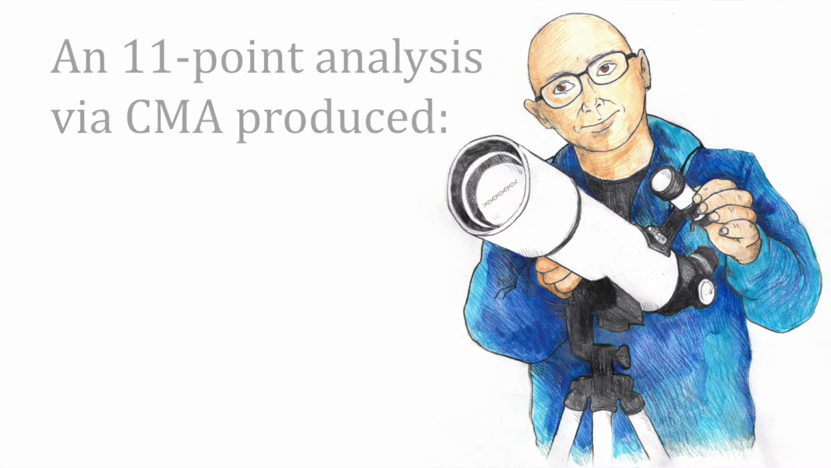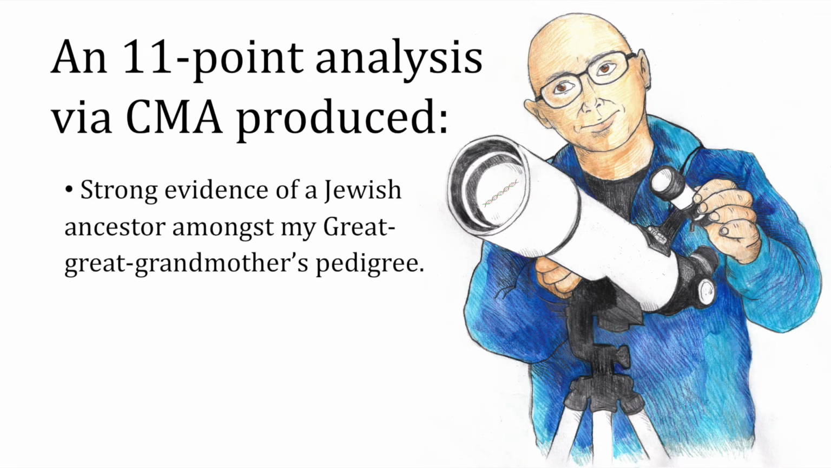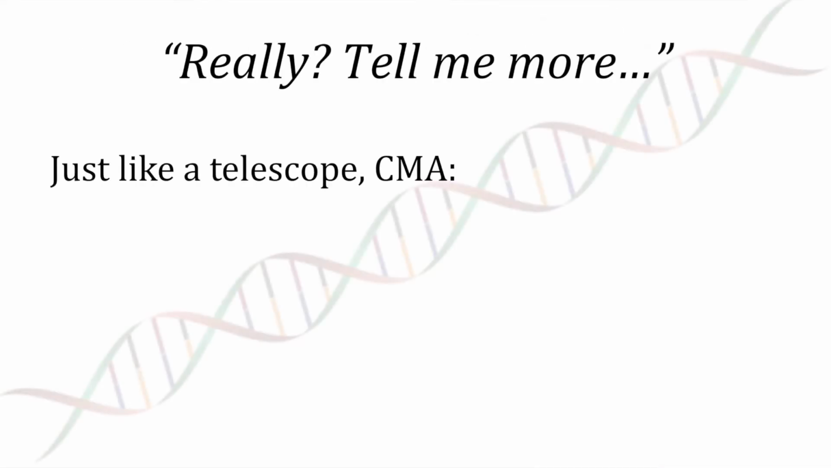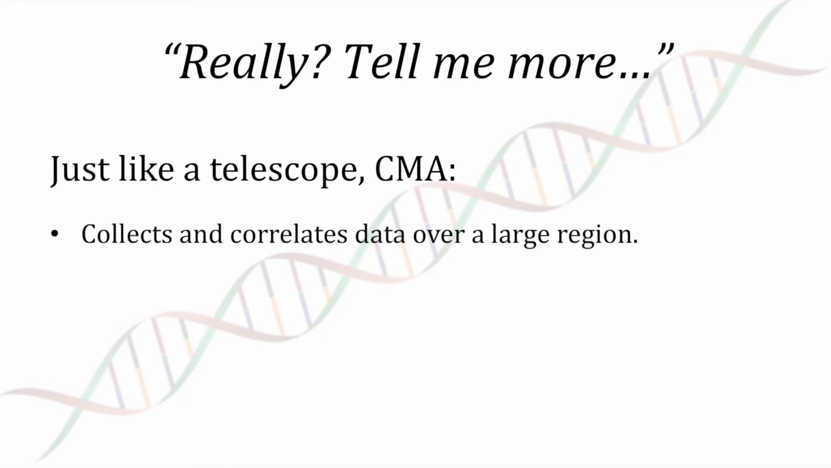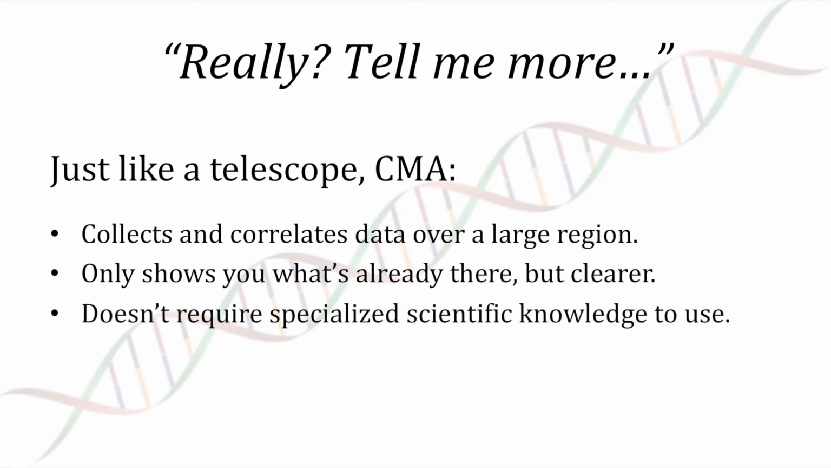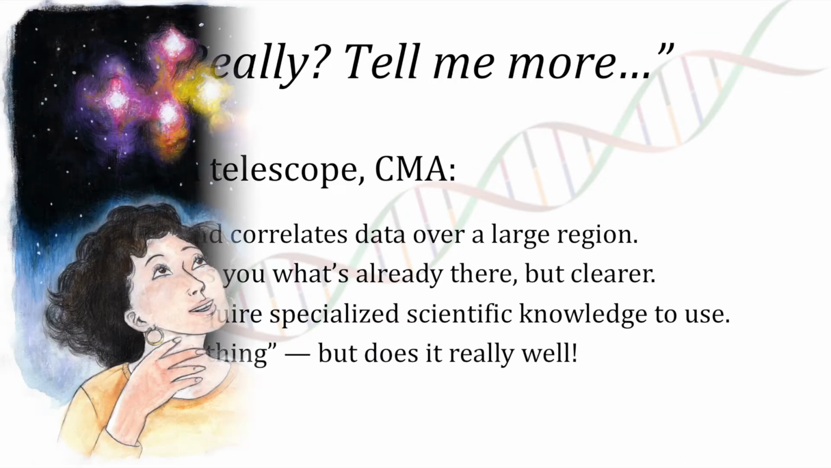In the case study we'll undertake in the course of this video, an 11-point analysis via CMA produced strong evidence of a Jewish ancestor amongst my great-great-grandmother's pedigree, in addition to identifying hundreds of DNA matches connected via her ancestral lines. To develop our analogy, just like a telescope, CMA collects and correlates data over a large region. CMA only shows you what's already there, but clearer. CMA doesn't require specialized scientific knowledge to use, and CMA does one thing, but does it really well.